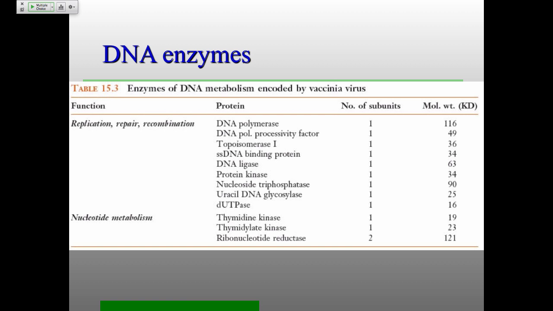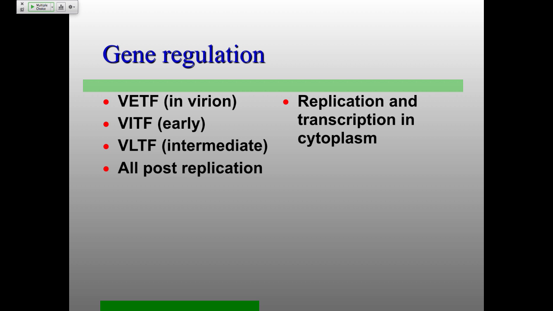Although, I should say that these genes here, all of these DNA enzymes, are actually being made once you come in. So these are actually not in the virion. All the transcriptional regulatory proteins are present in the virion. So these are actually being made as a second step. And how those get made has to do with transcriptional regulators.